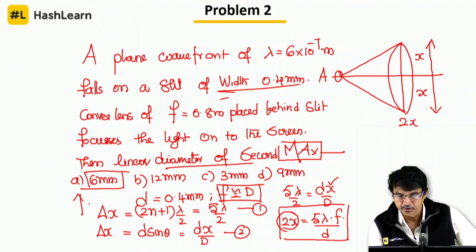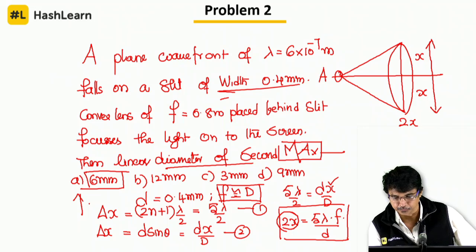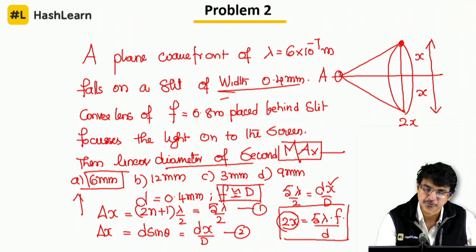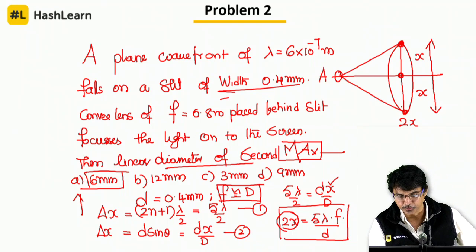Linear diameter is nothing but the width of the second bright from the central multiplied by 2. This is the second bright from the central, its distance is x, but diameter means you have to take that end to this end.